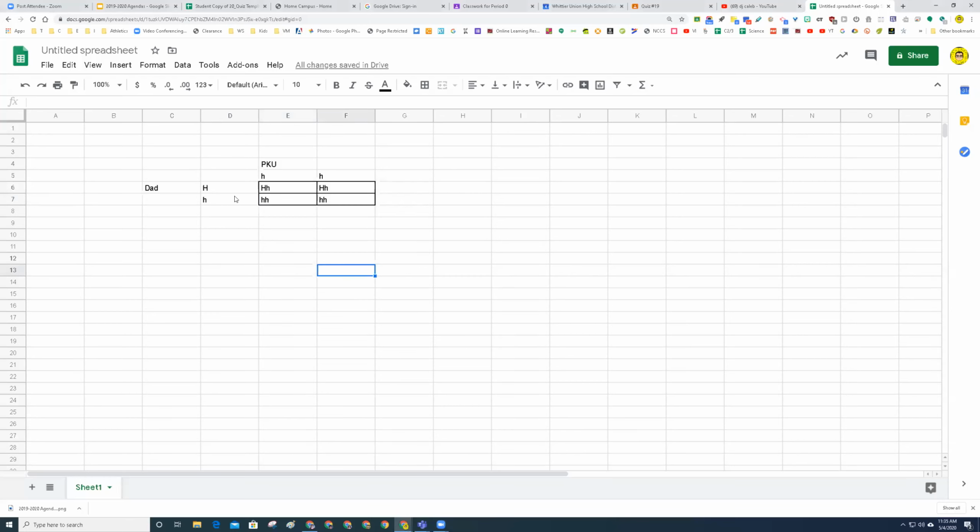Okay, so here's dad. Dad's heterozygous. Mom has the disease. So here are the possible combinations. So what's the answer?